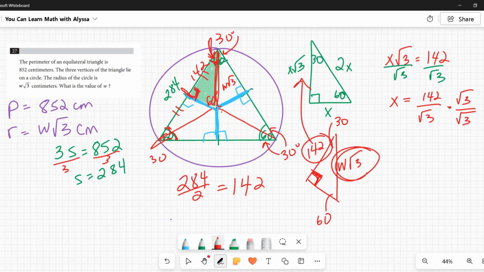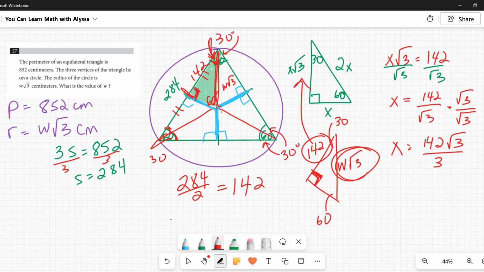And when I do this, this on the bottom is going to get rid of the radical because the square root of anything times that square root equals the original number. Works for any number. You know, like square root of 78 times square root of 78 is just 78. So when I do this, on the top, I am going to get 142 times the square root of 3, and the bottom, square root of 3 times square root of 3 is just 3.